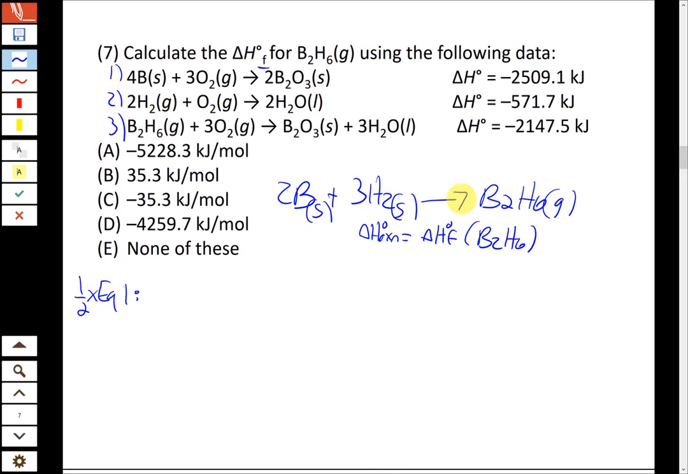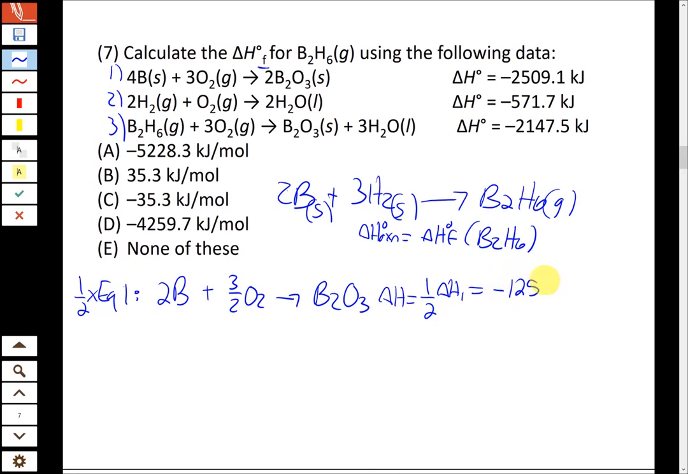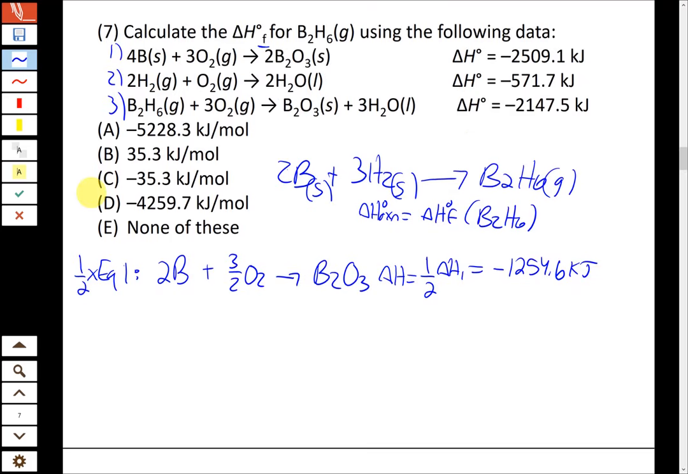So if we have the first equation, we're going to take all the coefficients from equation 1 and multiply them by 1/2. I'll leave the solid gas things out. We don't really need those for this one. And that means the delta H for this, once we modify the coefficients, is also going to be 1/2 times the original value. So it's minus 2,509.1. We're going to divide that by 2, or halve it, to get the delta H for this modified equation here. So it'd be, to round it to 1 decimal place, minus 1254.6.